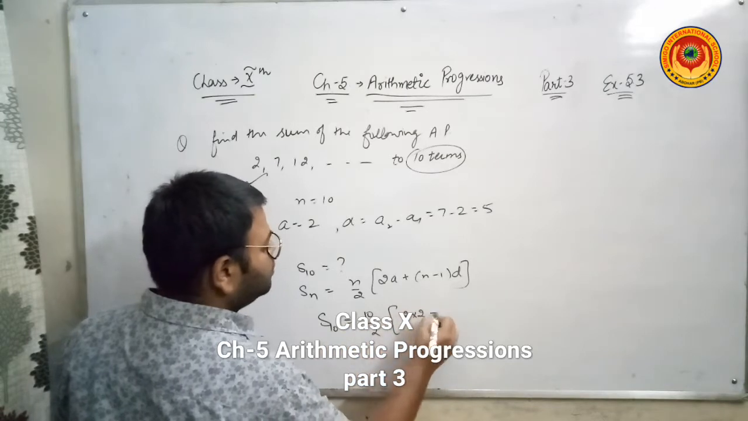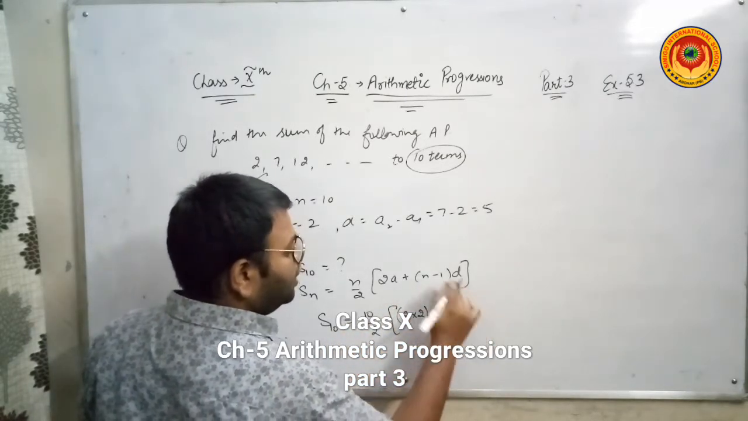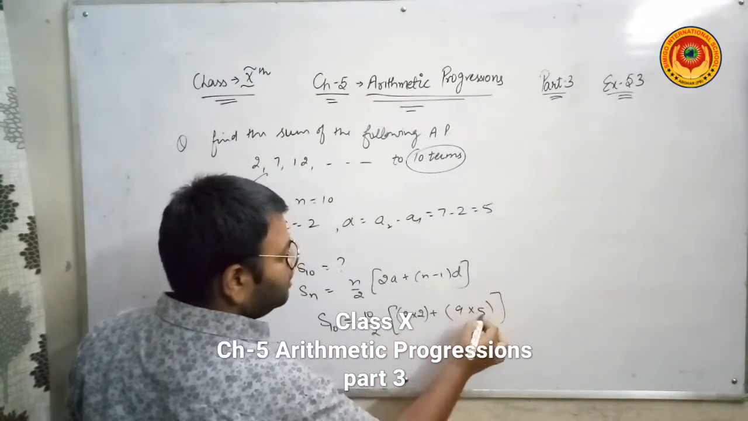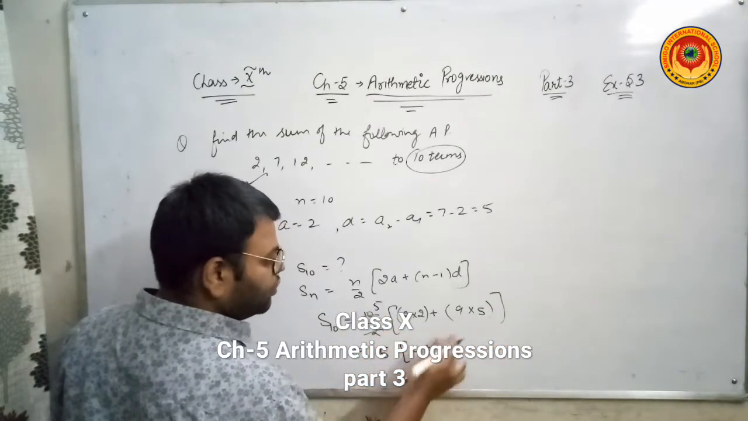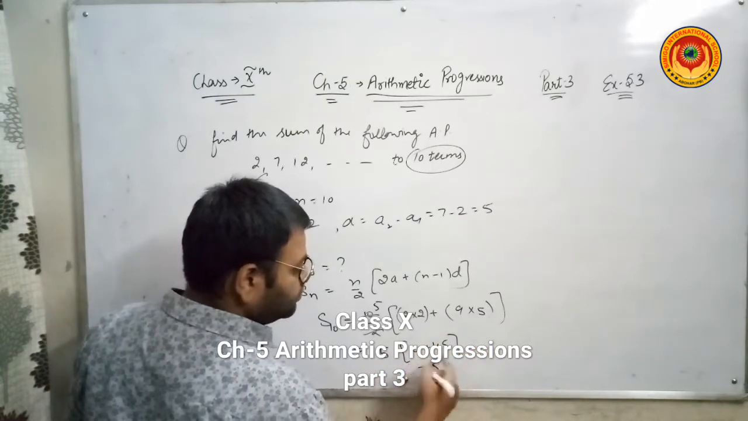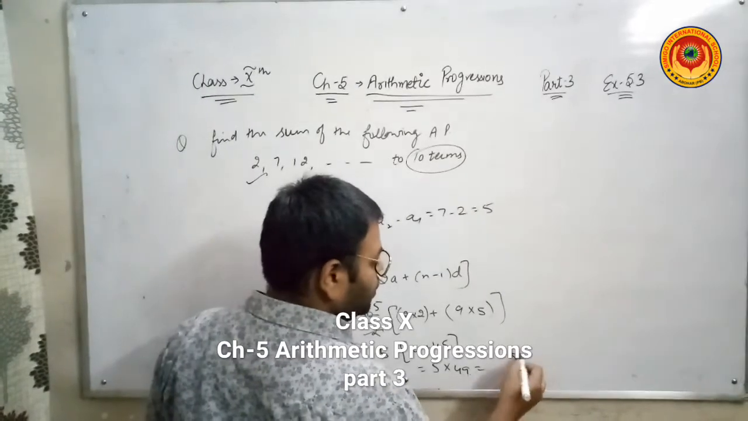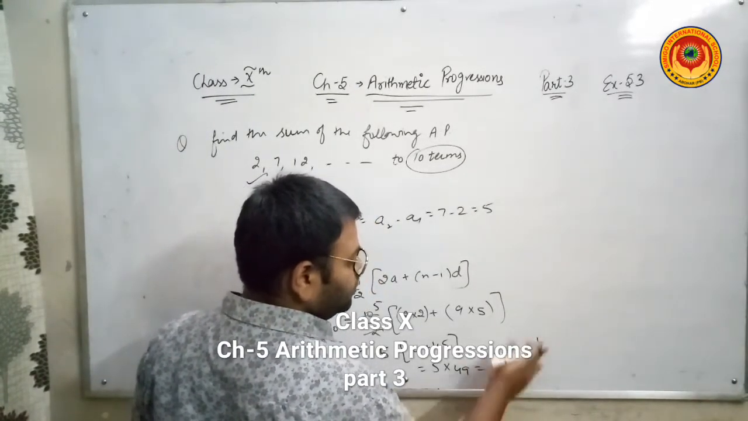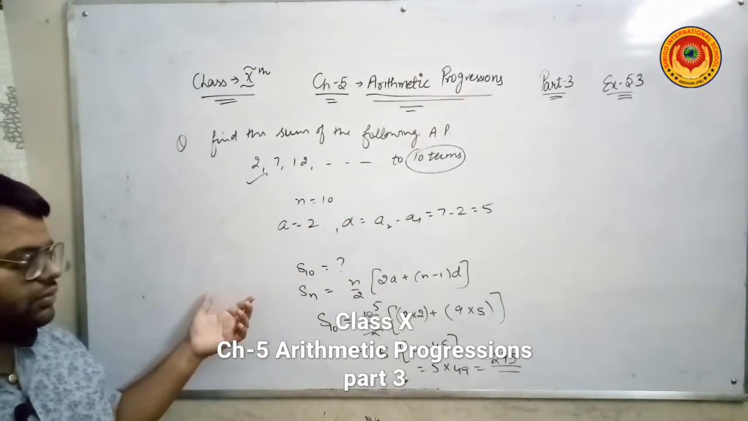2 into 2 plus (10 minus 1), 9, into d. What is d? 5. 2 twos are 4 plus 9 fives are 45. 5 into 49. So what's the answer? 5 nines are 45, 4 carry. 5 fours are 20, 20 and 4 is 24. So 245 is the sum of the first 10 terms of the AP.